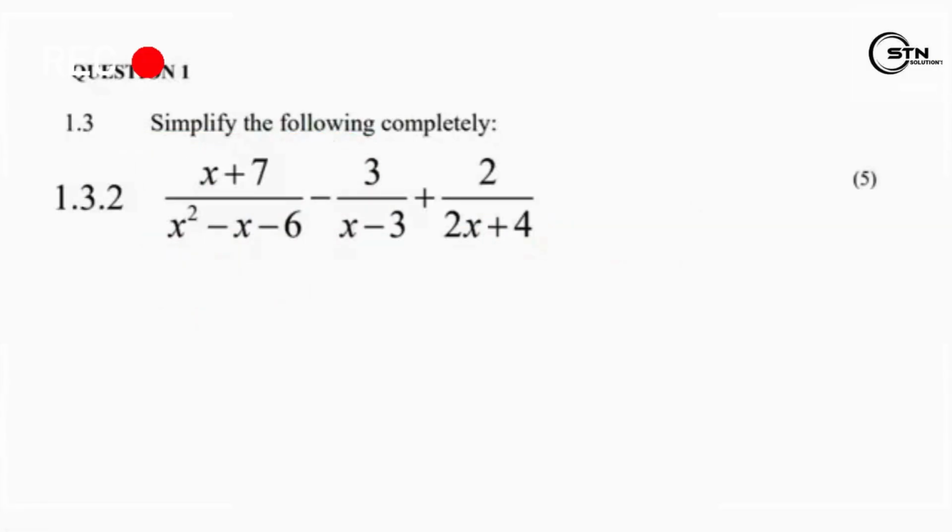For 5 marks, simplify the following. Okay, so when you look at this, you can just remember the following steps. Let's first talk about the absolute basics. If I said 1 over 3 plus 1 over 5, what would you do? Well done if you said you would get a common denominator. Whenever you plus and minus fractions, you need to get a common denominator. So that's an important step. We need to get a lowest common denominator.